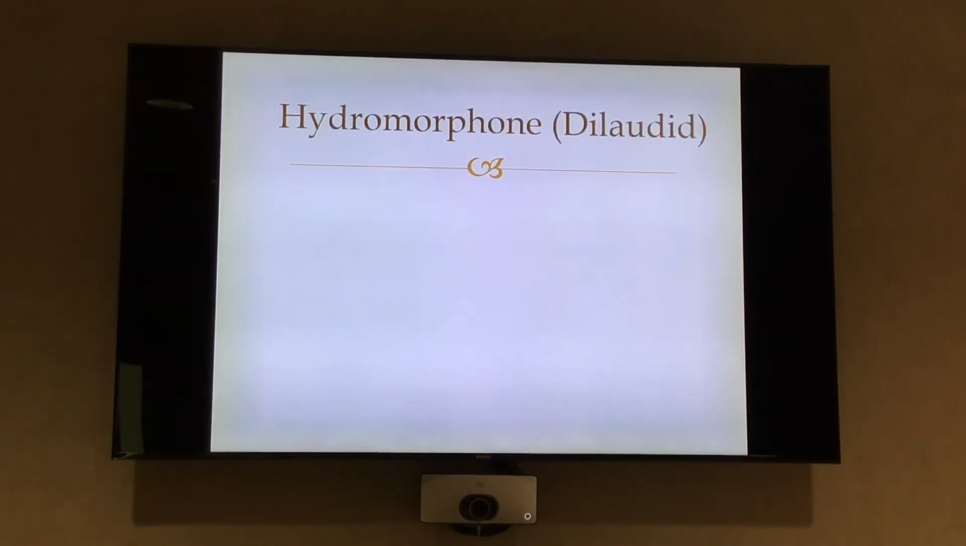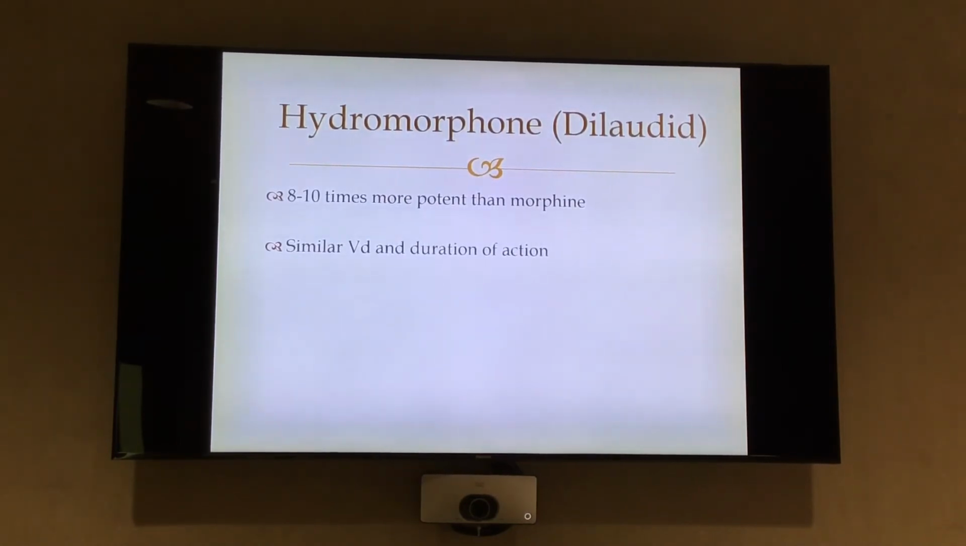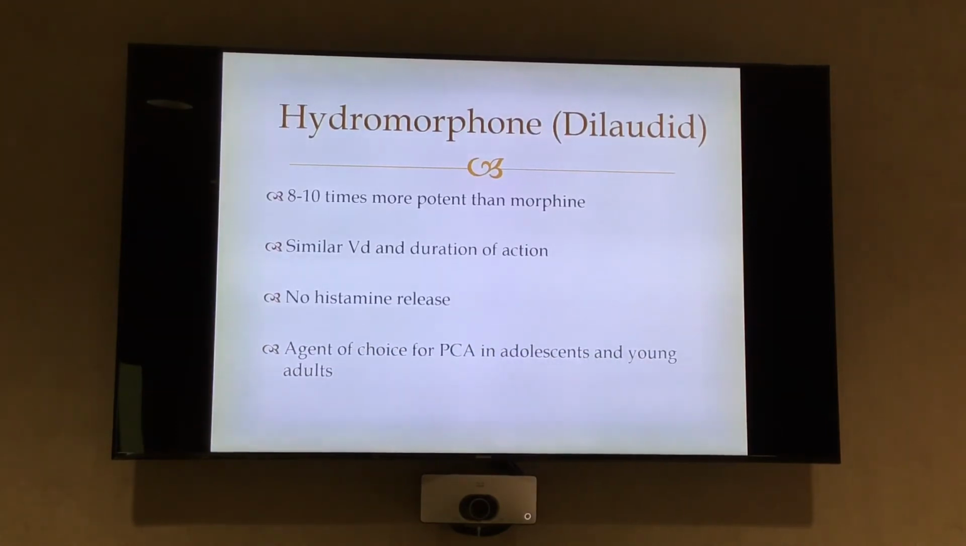instead of morphine. Dilaudid is more potent than morphine, 8 to 10 times more potent. It has similar volume of distribution and duration of action. Usually, I think the peak effect happens within 15 to 20 minutes, and both morphine and Dilaudid last up to 90 minutes in the system. There's no histamine release, so it's an agent of choice for PCA in adolescents and young adults.